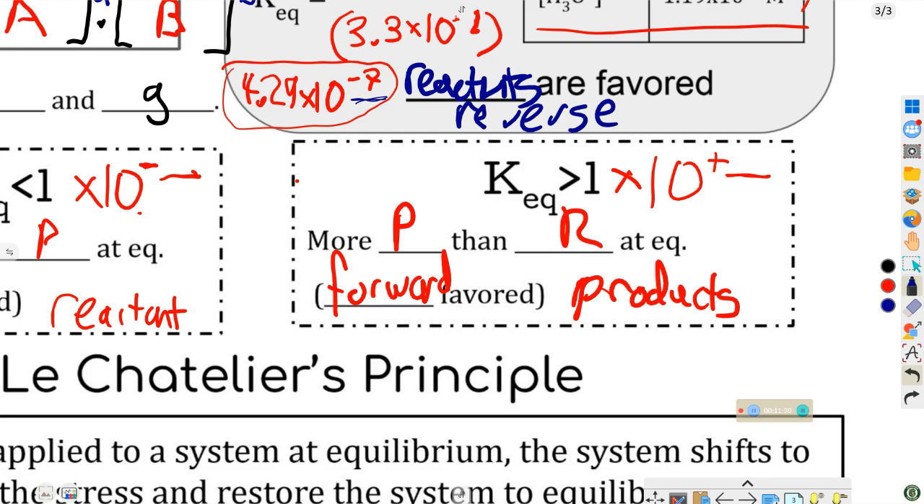So you will have some problems on formative to work on. Make sure you're paying attention to what your products and your reactants are, and make sure you're paying attention to those signs of your exponents, if they're positive or negative. Don't forget those negatives. That's always the trickiest bit. Thank you for listening.